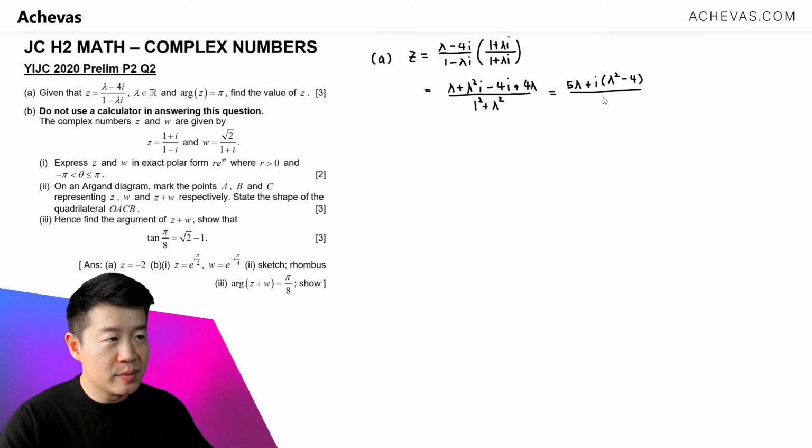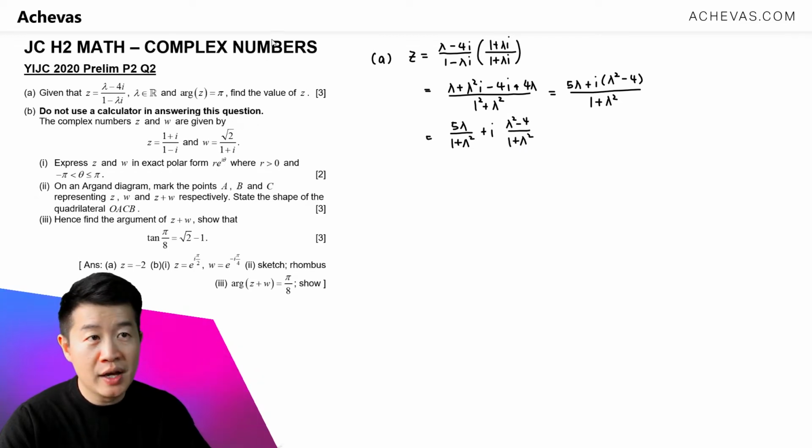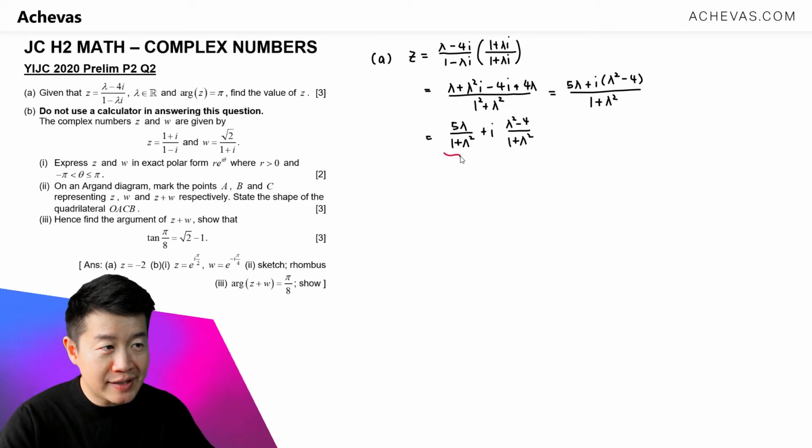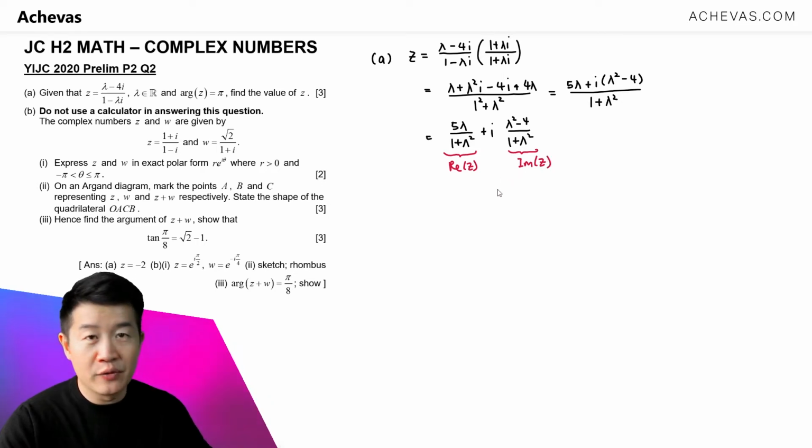So this is going to be divided by 1 plus lambda squared, which is a real number. So I can now break this up into two parts, which is 5 lambda over 1 plus lambda squared, and i of lambda squared minus 4 divided by 1 plus lambda squared. So now what we have is z re-expressed into the real portion. So this is the real part of z, and this is the imaginary portion of z.